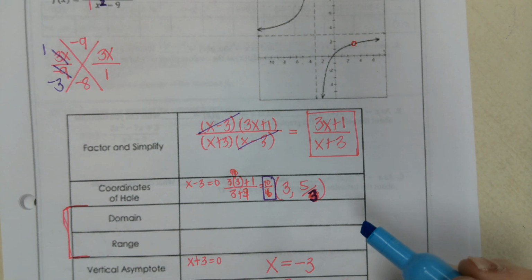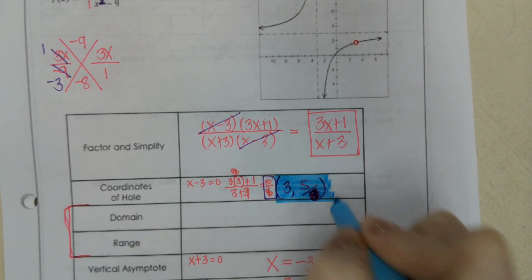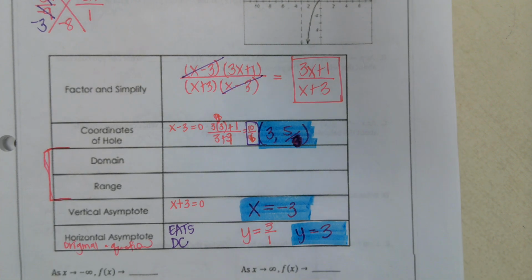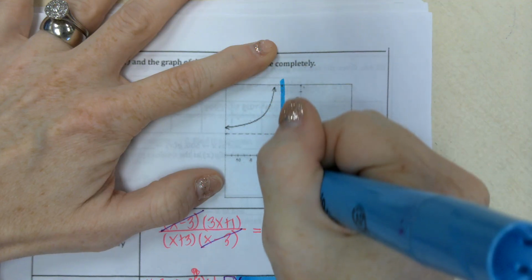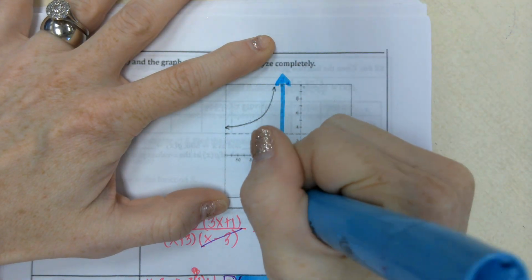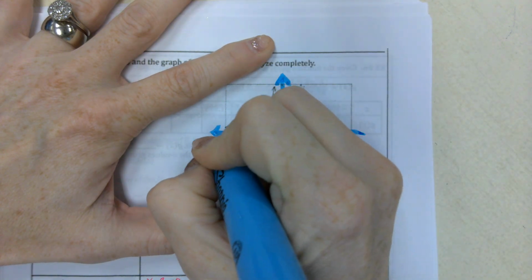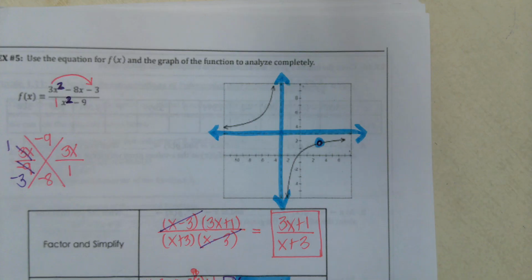Now, I am going to highlight all three of these things. Okay? And I'm actually going to come back up here to my graph, and I'm going to highlight all three of those things again. Because I want them to stand out to me, and I want them to help me identify my domain and range. Okay?